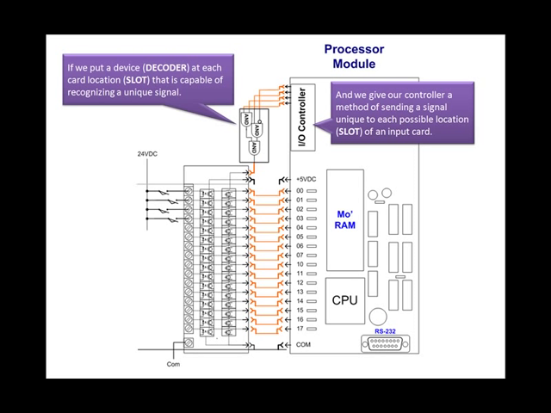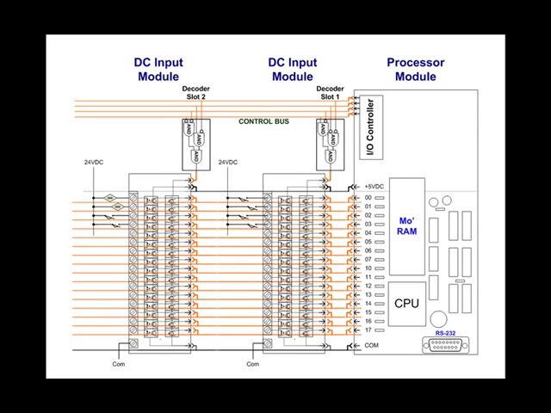The backplane has multiple locations for cards, and each location has permanently attached to that location a unique decoder between the I/O controller and each of the circuit cards. Notice that decoder slot 1 and decoder slot 2 do not have the same logical gates, and these decoders are permanently attached to that physical slot.